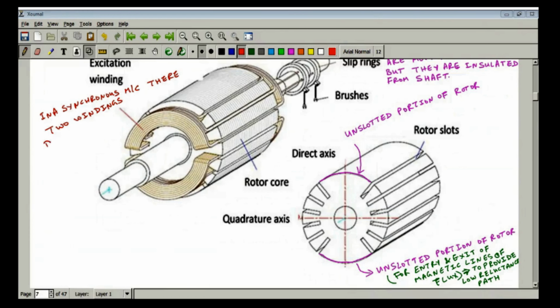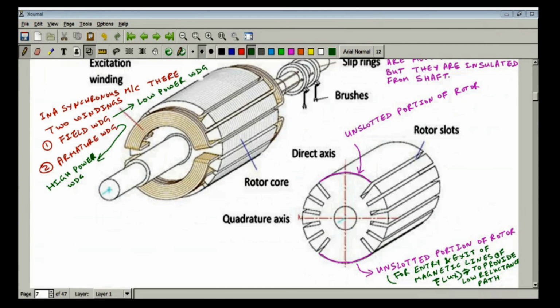Two windings. What are they? Number one, field winding. Number two, armature winding. Field winding is a low power winding, and armature winding is a high power winding.